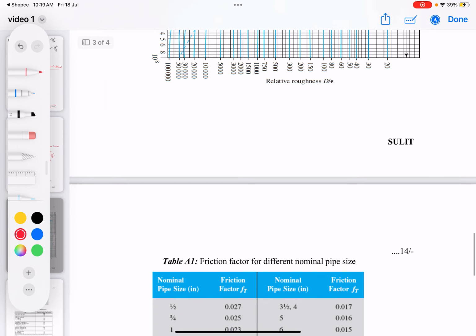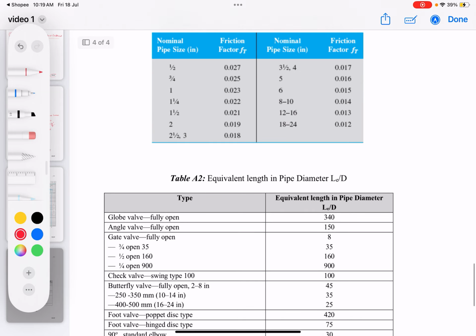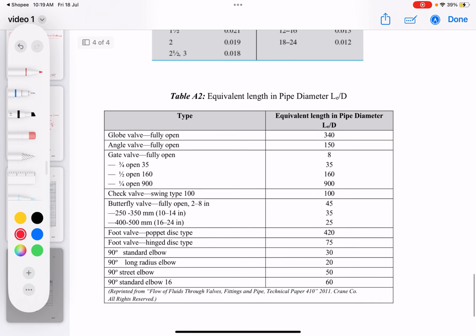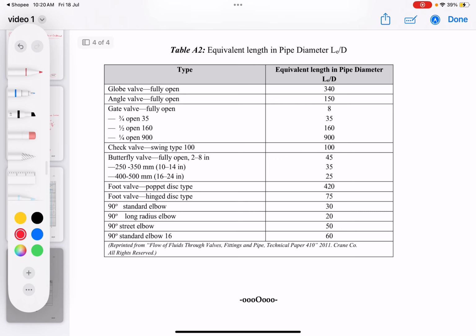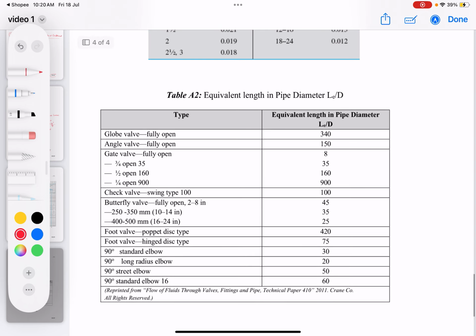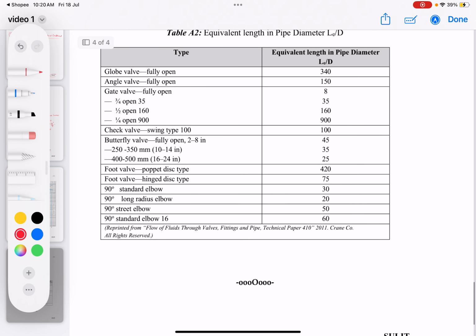Yeah, I'm not going to take a look at the Moody's diagram here. And then sometimes we can also have the valve, etc. For the valve here, it's slightly different, because you're going to be given this table.